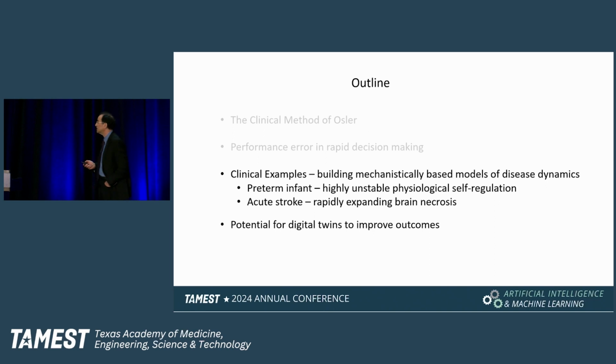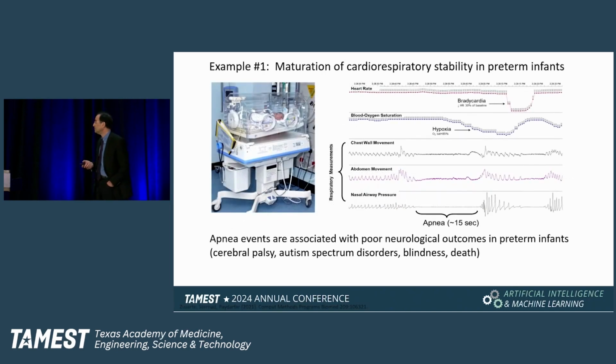And I'll just use two examples, preterm infants and acute stroke, two of several that we're working on. So for preterm infants, I want to briefly just kind of mention that here's a preterm infant in the neonatal intensive care unit. How many of you have been in an ICU? Yeah, so prematurity is 1 in 10 live births.